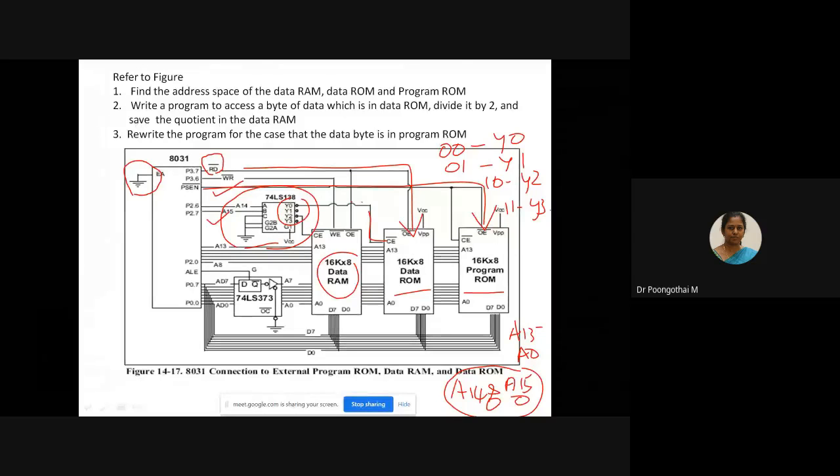So what we have to do is, first we have to identify the address space for these three ICs. The question is, find the address space of data RAM, data ROM, and program ROM. Please find out.